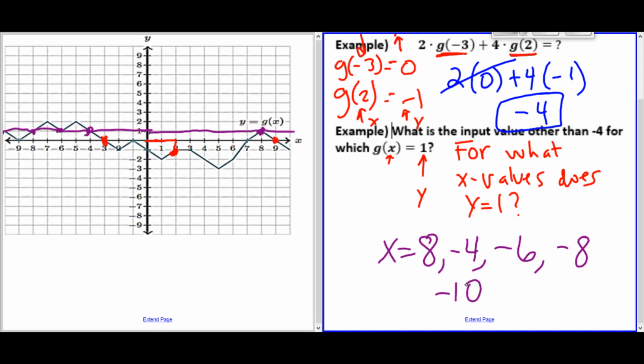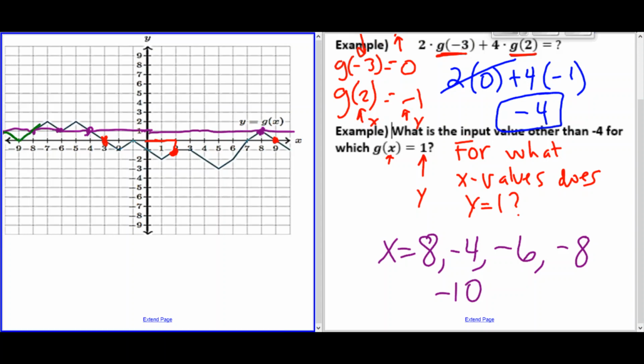So in other words, if I plugged in 8 for x, I would get +1 for my y. So if I plugged all these values into my g of x function, which is this green function right here, that I'm highlighting, then when I evaluate that, my y value for each of those would be +1.